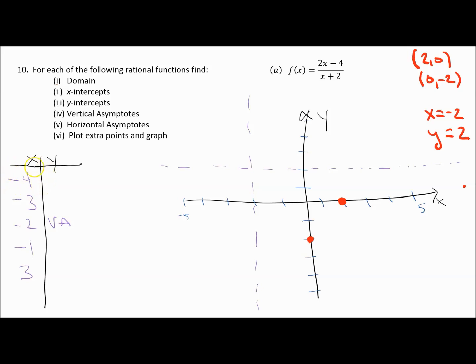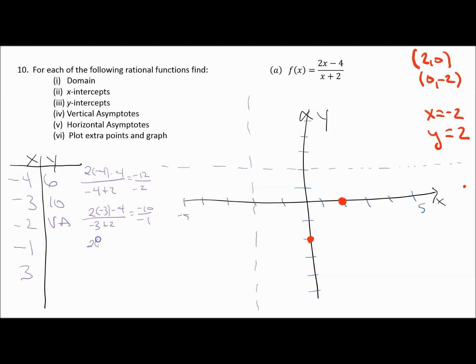So what am I doing? I'm plugging negative 4 in for my x in my function. So I'm calculating 2 times negative 4 minus 4 over negative 4 plus 2. Okay, so 2 times negative 4 is negative 8, minus 4 is negative 12 in the numerator, divided by negative 2, so I get 6 as a result. And I'm going to do this for all of these. So 2 times negative 3 minus 4 over negative 3 plus 2 is going to give me negative 6 minus 4 is negative 10 divided by negative 1, so I get 10.